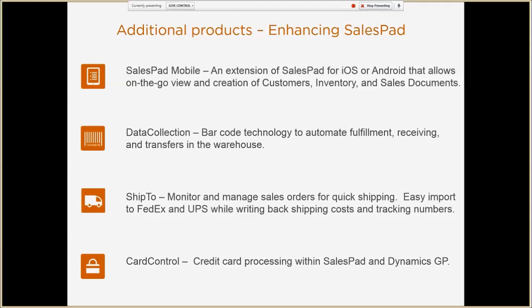We also have a shipping solution called Ship2, which is going to integrate with your either UPS or FedEx systems, and it's going to automatically populate information from the orders to either site you're shipping from, and it's also going to write back to GP and SalesPad the tracking number as well as the cost of the shipments. We also have a product called Card Control, which is just credit card processing, whether that's inside of SalesPad or inside of Dynamics GP.